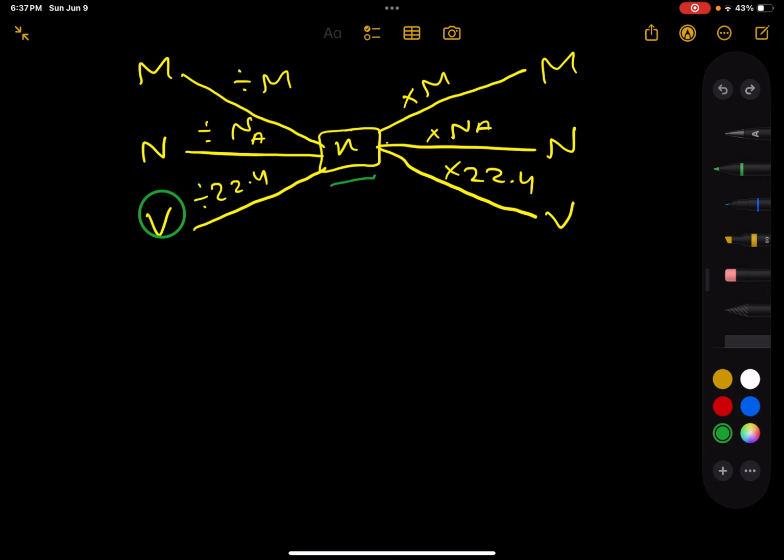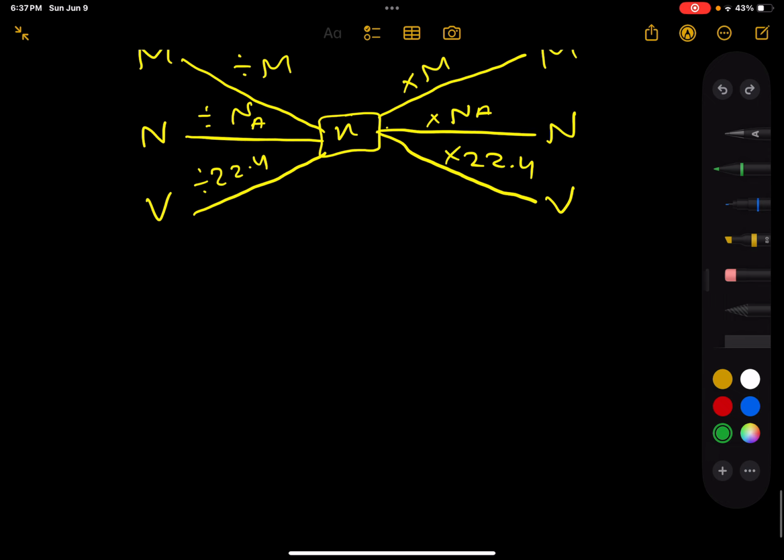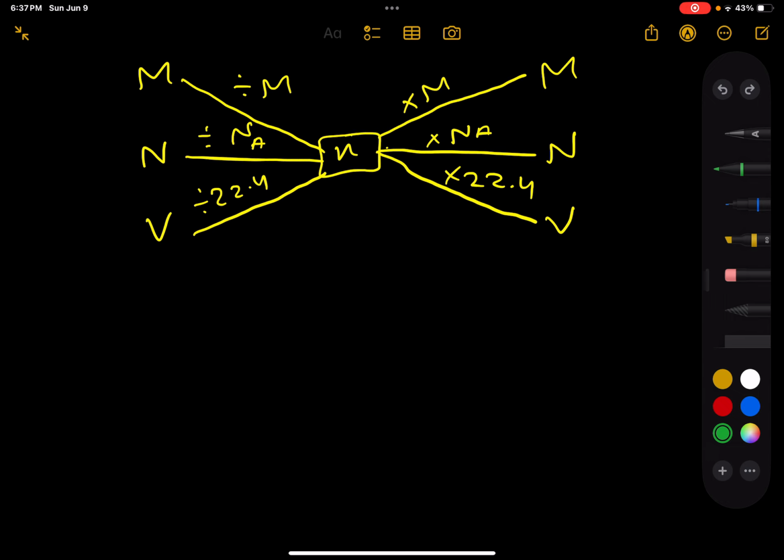So that is a way in order to find different values if we're given different values. So let's do some practice problems.